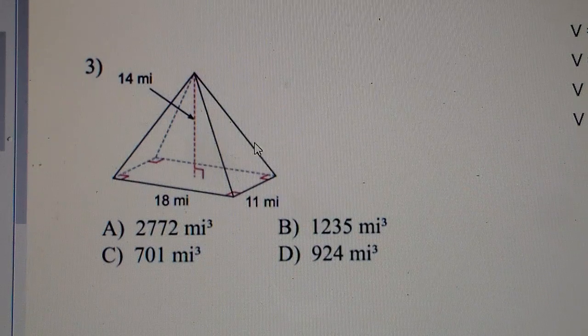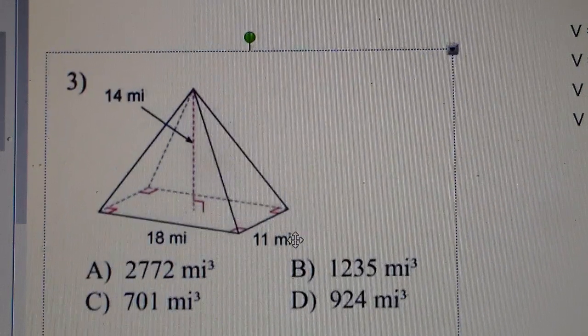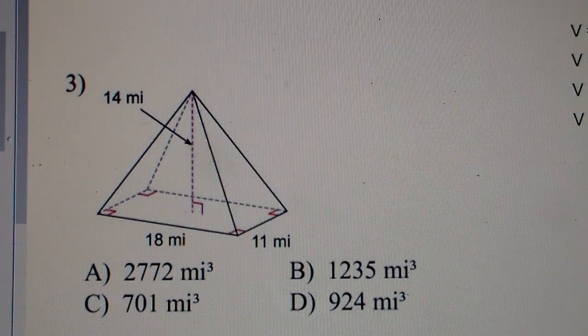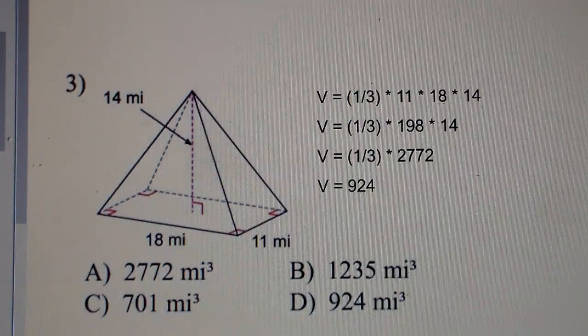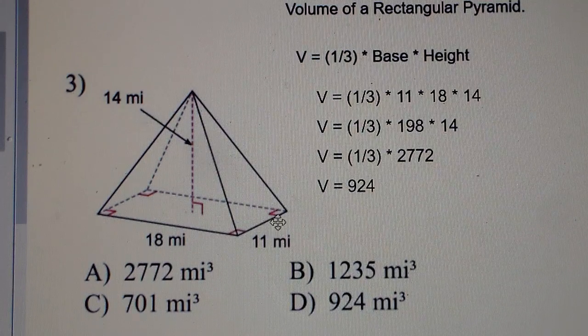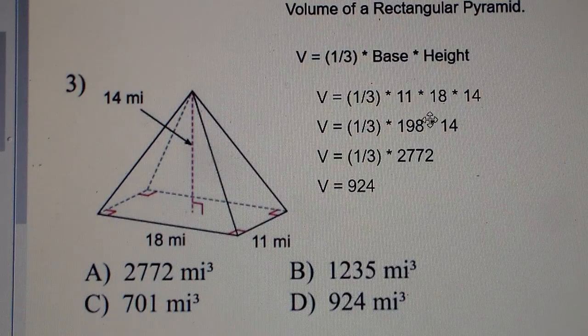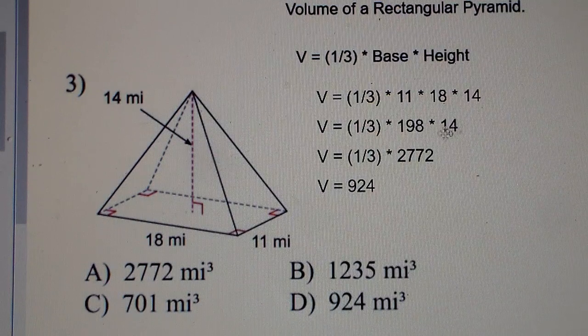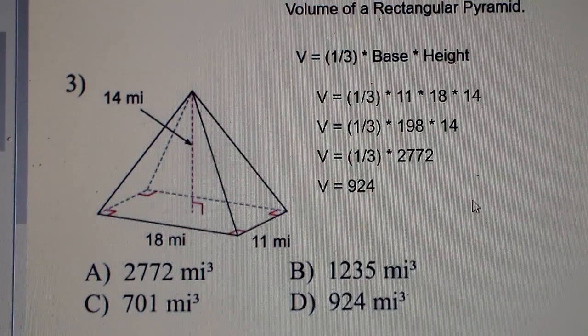Looking at number 3. Same process. We're finding the volume. We know the formula. So the base is 11 times 18, which gets you 198. The height is 14. So 198 times 14 gets you 2,772. And times the 1/3 gets us the volume of 924 miles cubed.